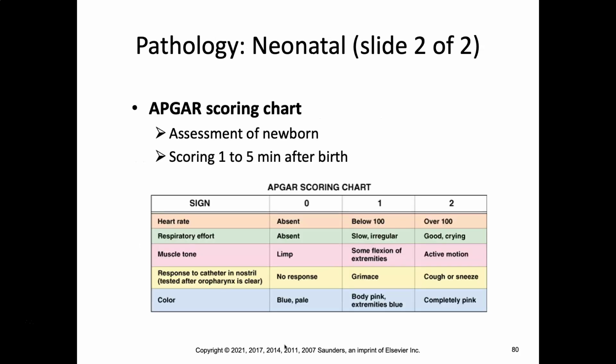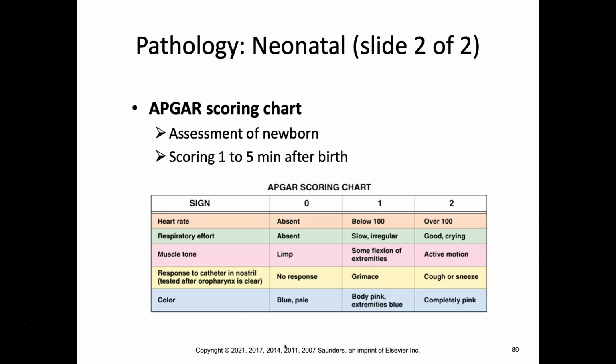So when a baby's born, have you ever heard of APGARs? What was the baby's APGAR at 1 minute versus 5 minutes? Well, this is the APGAR scoring chart. They're looking at heart rate, respiratory effort, muscle tone, response to a catheter in the nostril after their oropharynx is clear, and what is their color. And this gives you an idea.